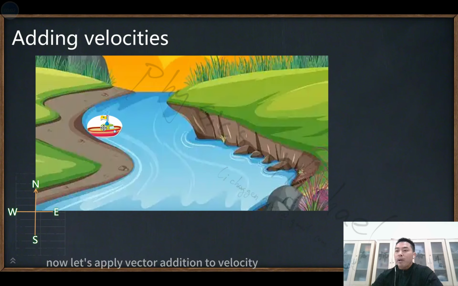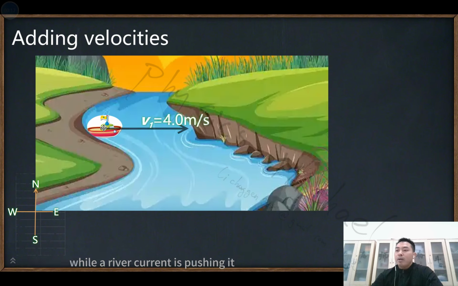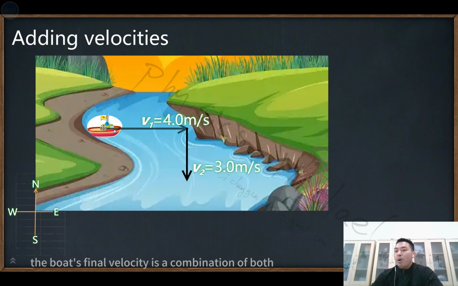Now let's apply vector addition to velocity. This is important when dealing with moving objects in different directions, such as airplanes flying in the wind or boats crossing a river. Imagine a boat is moving 4 meters per second east, while a river current is pushing it 3 meters per second south. The boat's final velocity is a combination of both.